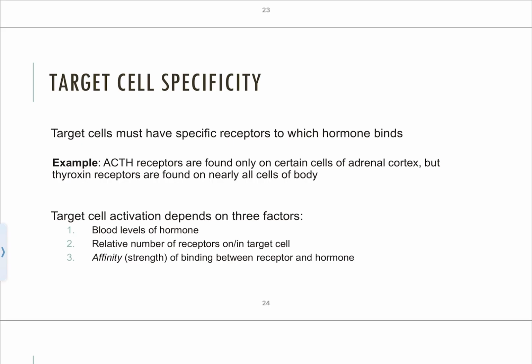Target cell activation is going to be dependent on 3 different factors. We already talked about one, the blood levels of the hormone itself. Also, the relative number of receptors that are on or inside the target cell. The higher the number of receptors that can be found either on the target cell or in the target cell, the more pronounced the actual effects of the hormone. Affinity, or the strength of the binding between the hormone and its receptor, can also affect target cell activation.